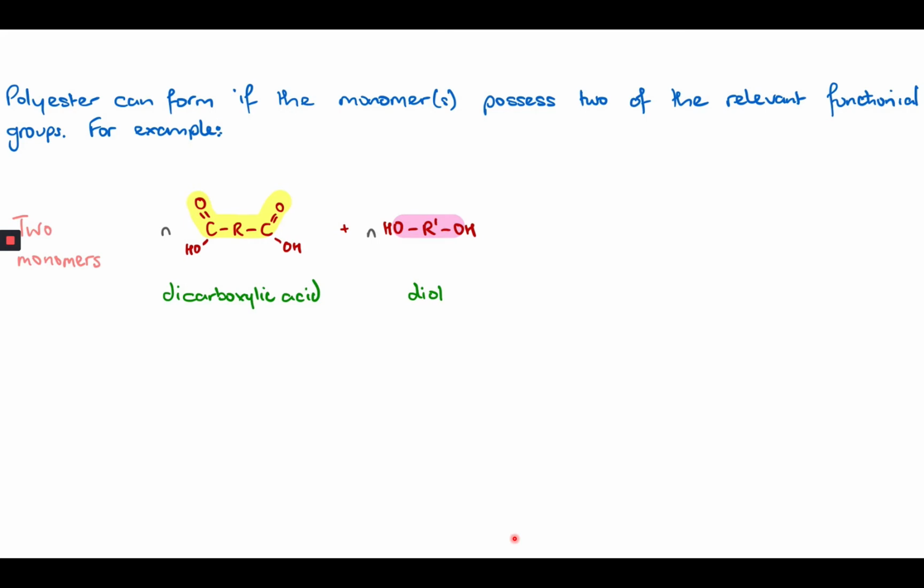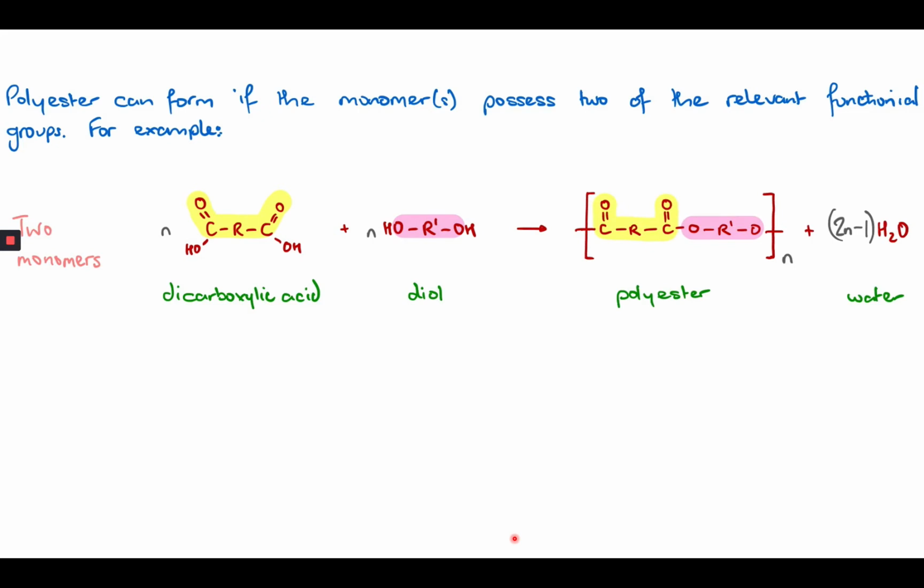So we don't specify how many of each monomer we've got, but we make it clear that it's a large number. And in this instance, we're making it clear that we're going to be involving equal numbers of each of those 2 monomers. And then they are going to react together, and they are going to form our polyester.